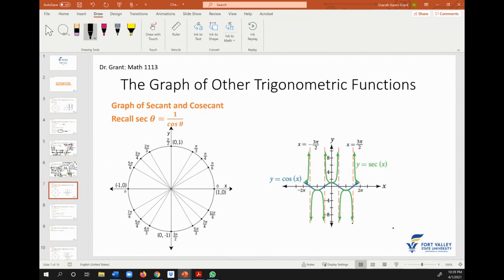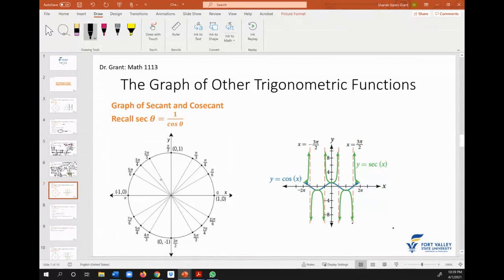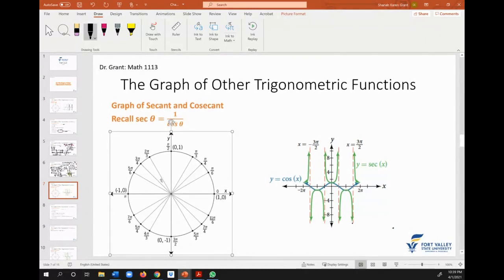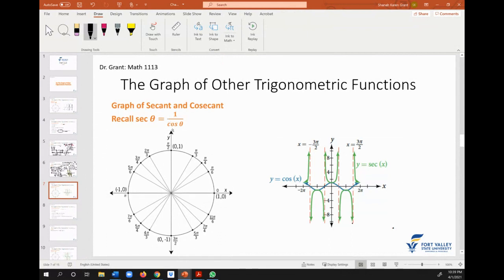So now we're going to look at the graph of secant and cosecant. So secant also has a denominator of cosine of theta. And so what this means is we're also going to have asymptotes in those increments where cosine of theta is 0. So again, at pi/2 and at each increment of pi/2. So pi/2, 3 pi/2, 5 pi/2, and so on. Okay. And this is what the graph looks like.